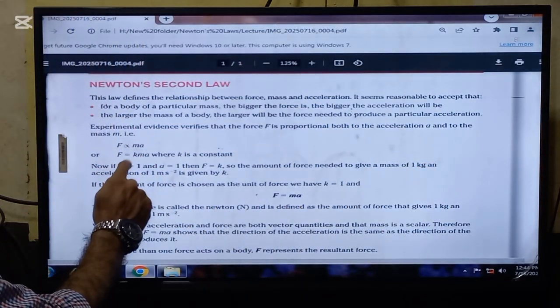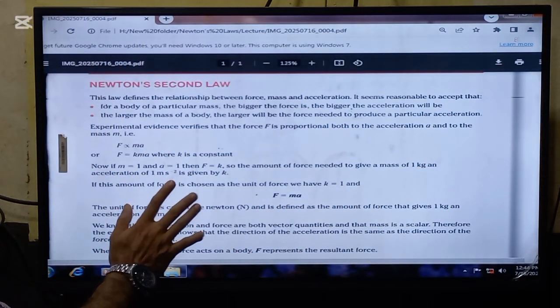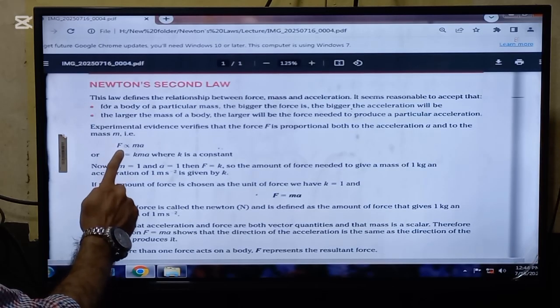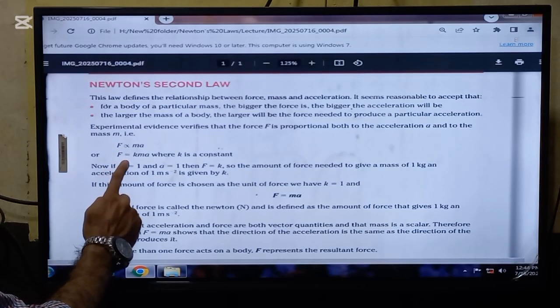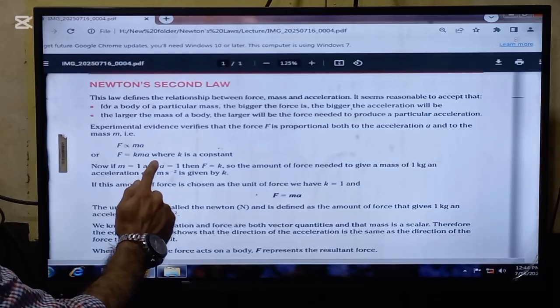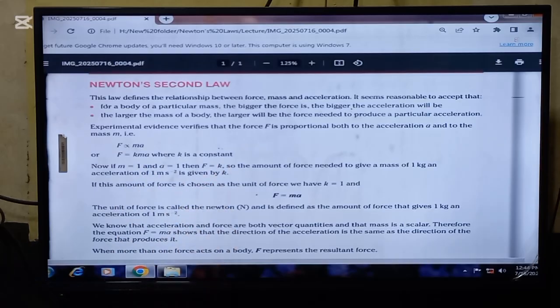Experimental evidence verifies that the force F is proportional both to acceleration a and to the mass m, that is, F is directly proportional to ma. And when we convert this proportionality sign into an equality sign, we have to put a constant k on the right side. So F is equal to k ma, where k is a constant.